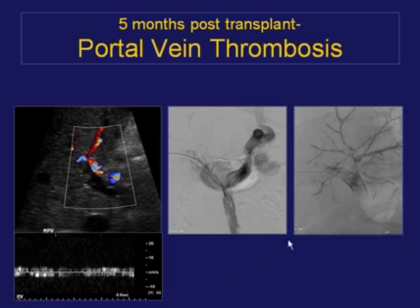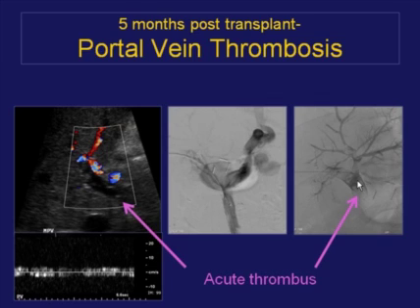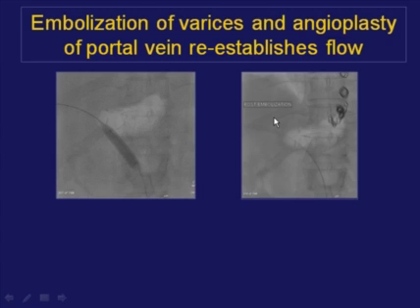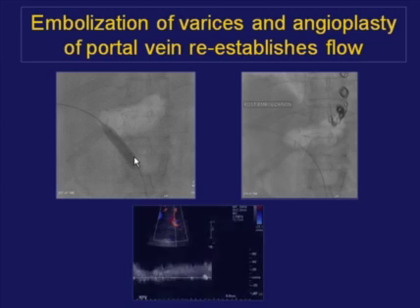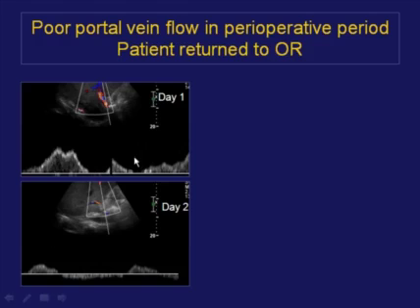This patient came 5 months after a transplant, and the portal vein had essentially very little flow in it, very, very low velocities and low-level echoes. You can see this is a direct injection, and there was thrombus in the portal vein that had developed. This was acute thrombosis. And the patient also, if you notice, had developed these large coronary varices. This patient went on to have embolization of the varices and then an angioplasty of the portal vein, and that re-established the flow afterwards.